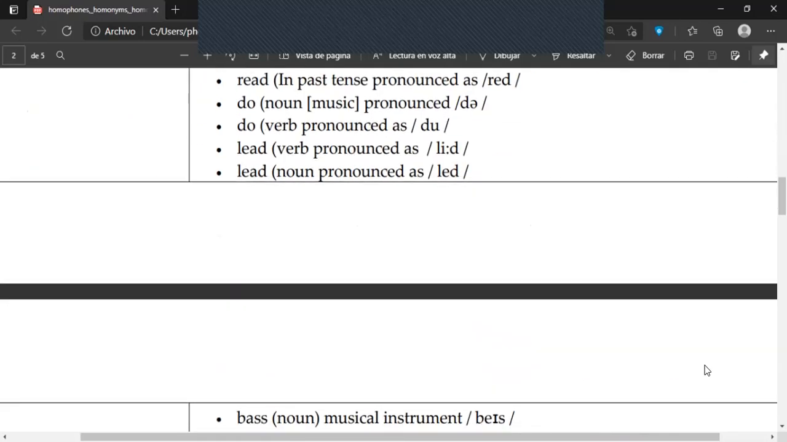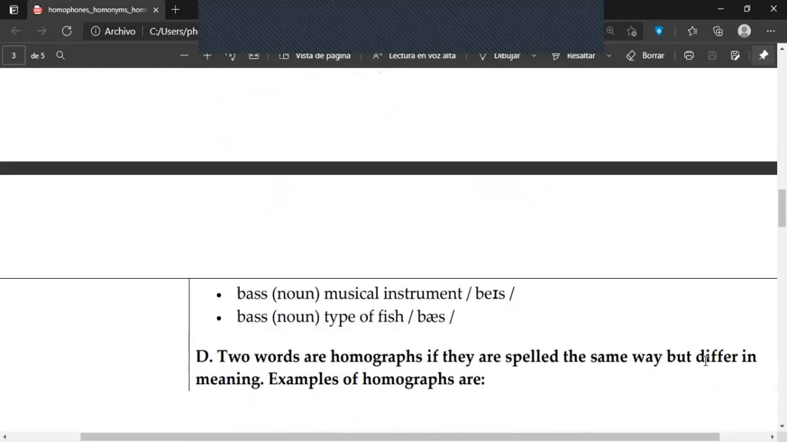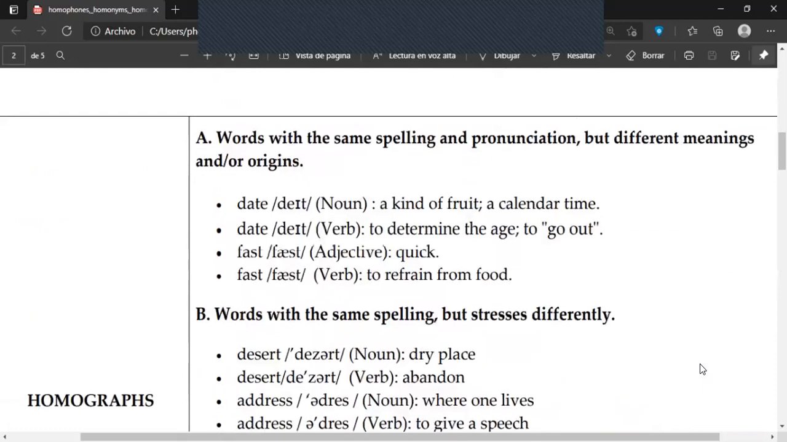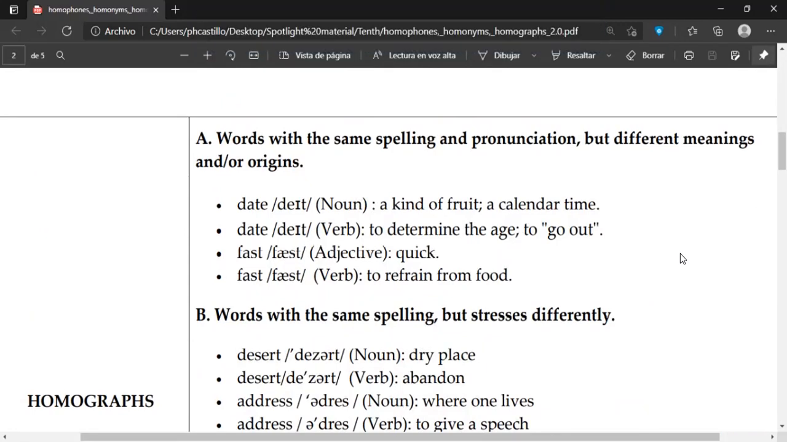In homographs, we have 4 different categories of those. The first one and the second one are very alike, but we will read them all. So the first category of homographs is words with the same spelling and pronunciation. You can also classify these homographs as homonyms, because if they share a spelling and pronunciation as well, they are homonyms. But if you want to go into detail, you will say that they are homographs.